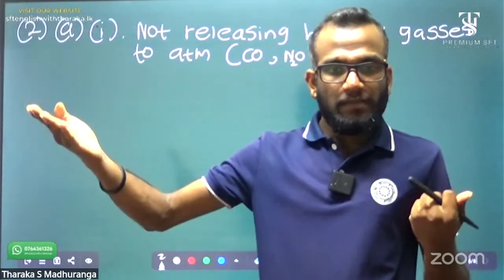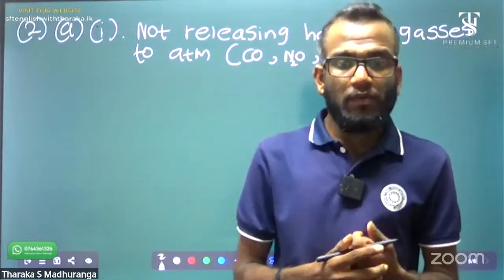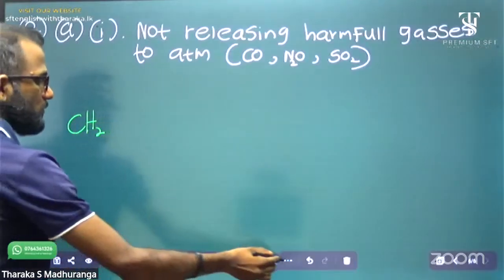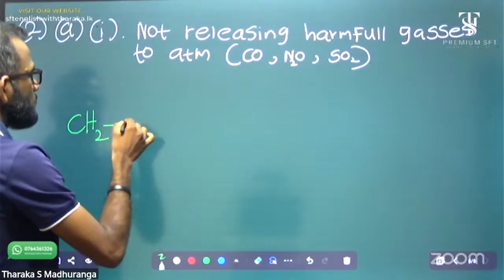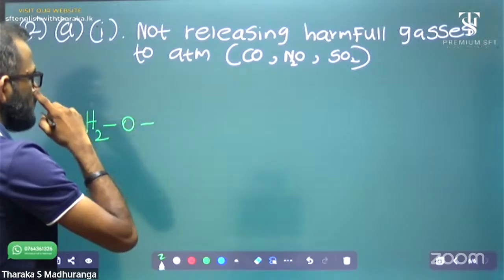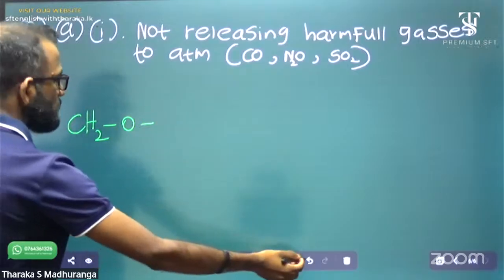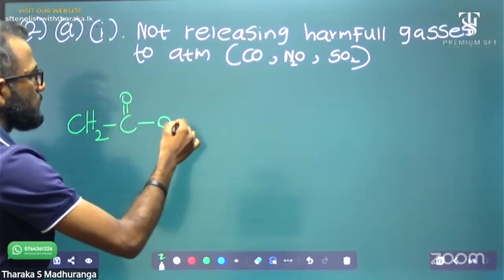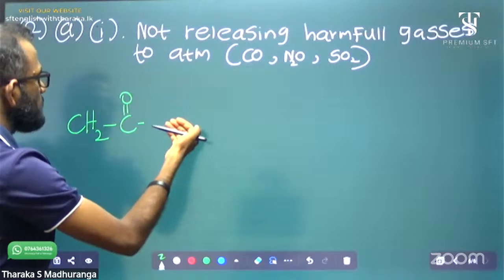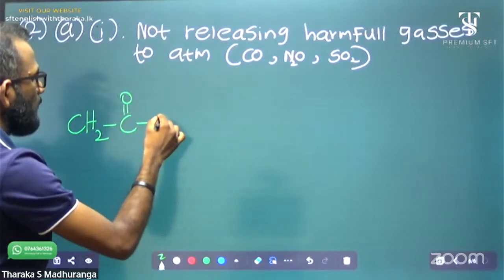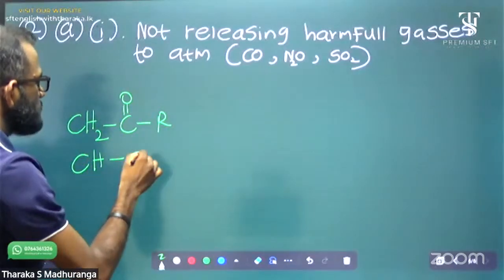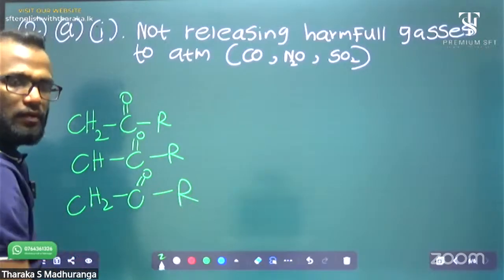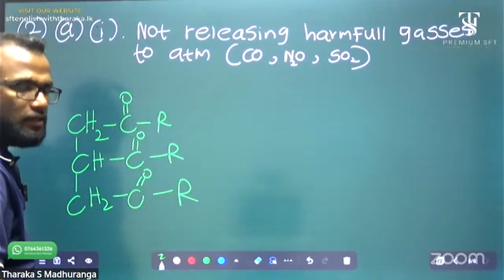And what is the second raw material? The second raw material is methanol. I think you can remember. Triglyceride, CH2. This is the structure of triglyceride. I think you can remember.